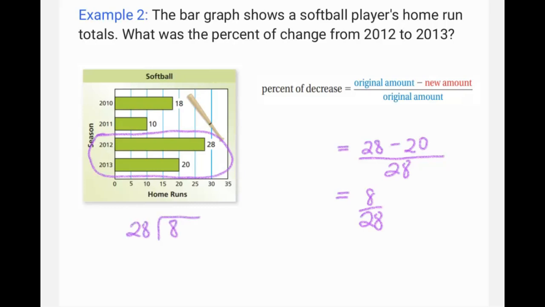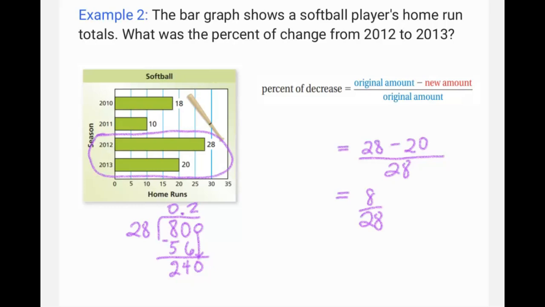28 cannot go into 8, so we have a 0. We introduce the decimal point, so now we have a 0 inside. 28 goes into 80 2 times, so that should give us 56. We subtract that, we're going to get 24. And now we can have another 0, bring it down. 240 is what we're working with.